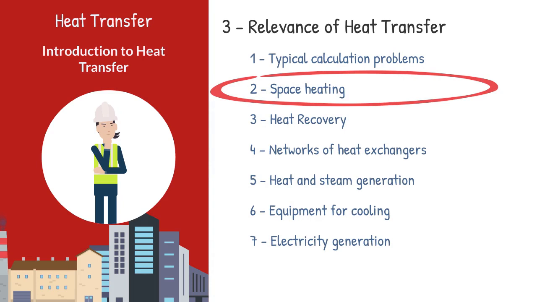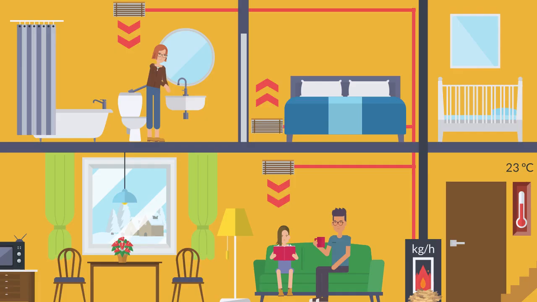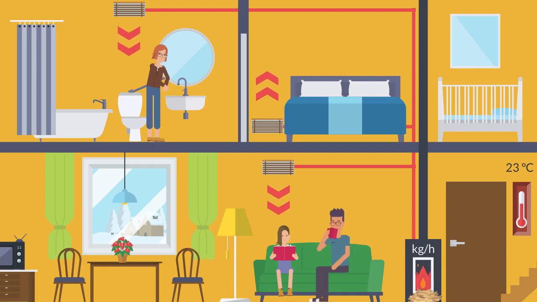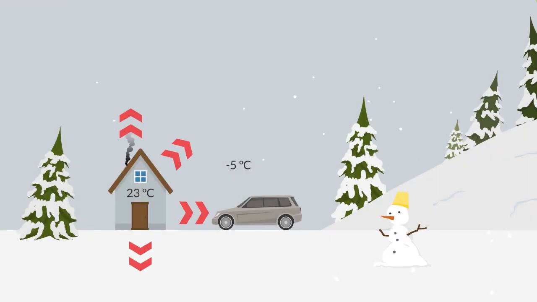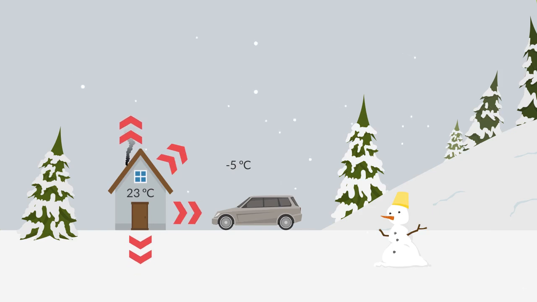Application to space heating. To calculate the amount of biomass needed in the heater to maintain the inlet temperature at 23 degrees Celsius when the outside temperature is -5 degrees Celsius, it is necessary to calculate the heat losses through the walls, roof, and floor of the heater. Also the heat lost in the chimney.